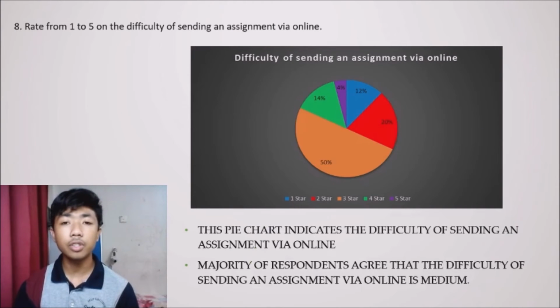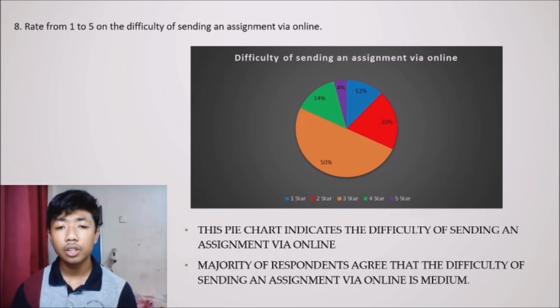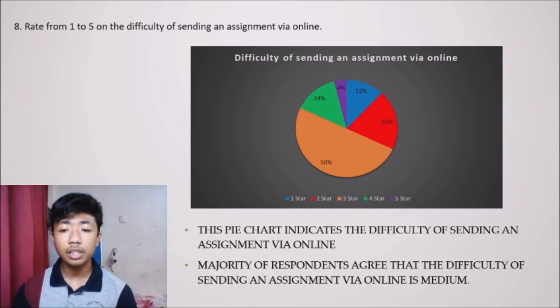This pie chart indicates the difficulty of sending an assignment online. As you can see here, the largest segment, which makes up half of the total respondents, agree that sending an assignment online is medium, with 3-star as the highest vote. Next, 2-star was voted for 20%, making it the second largest segment. Meanwhile, the third highest vote was 4-star, which accounted for 40%, with only a 2% difference with the 1-star segment. Finally, the 5-star segment is the least voted, which accounted for only 4%. As the conclusion, the majority of them responded that the difficulty of sending an assignment online is medium. Thank you.